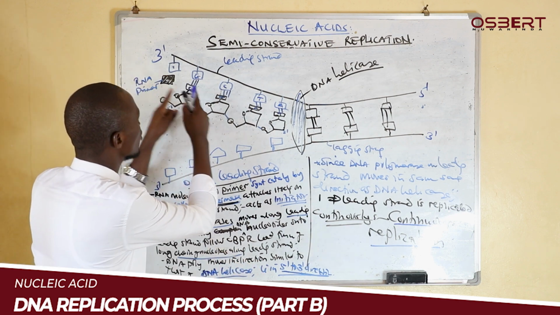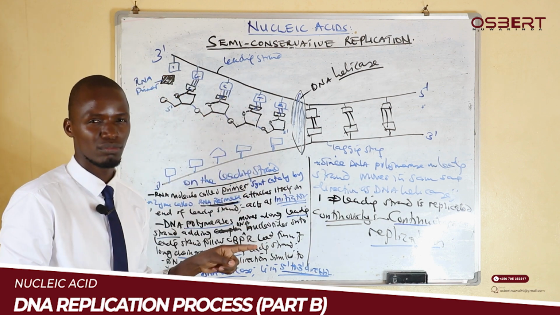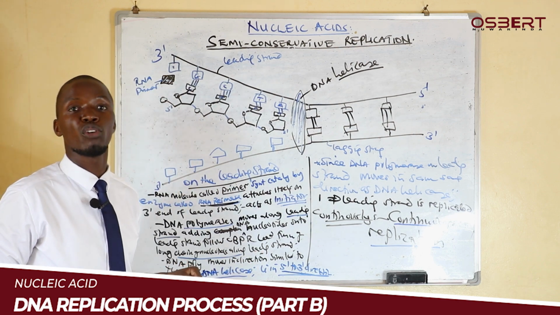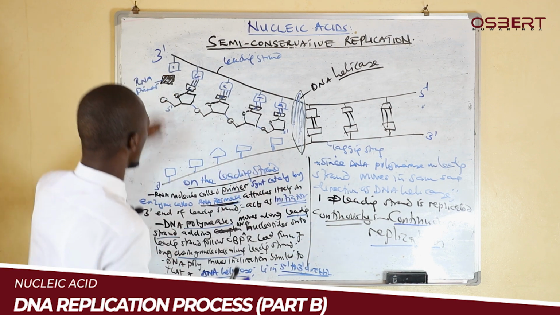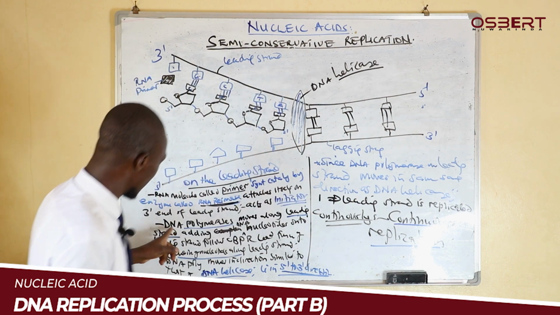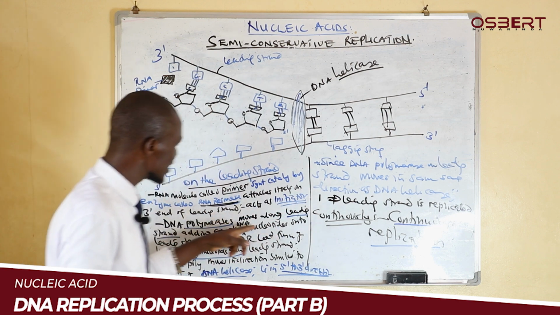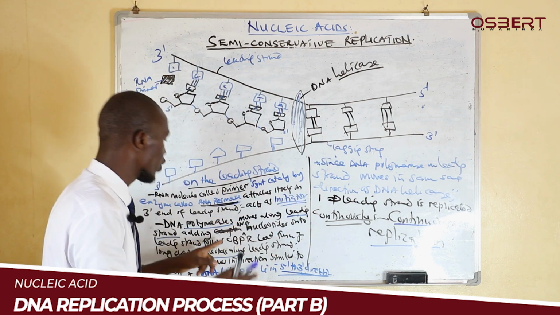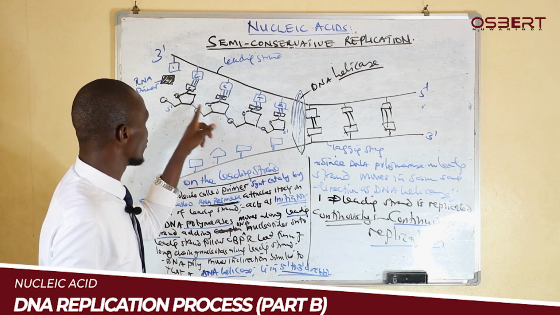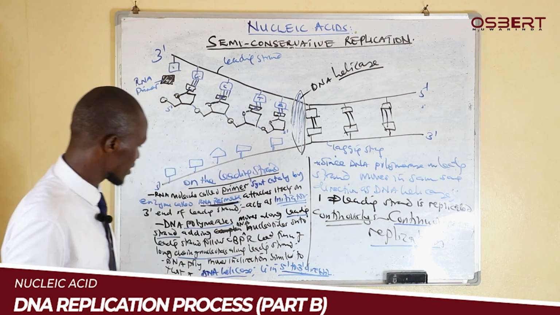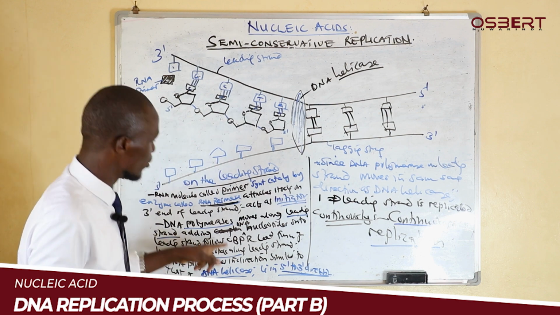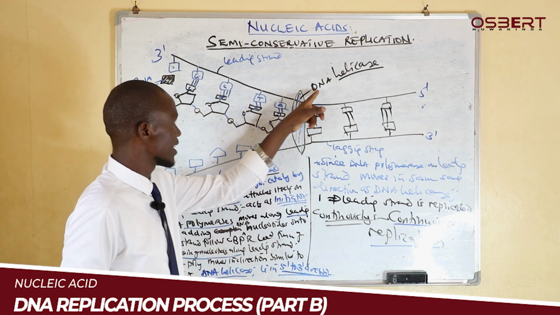Then DNA polymerase keeps moving along the leading strand in a 5 prime to 3 prime direction, adding DNA nucleotides that are complementary to the nucleotides on the leading strand, following the complementary base pairing rule. When those nucleotides are added, they form a phosphodiester bond and a longer chain of nucleotides along the leading strand. And DNA polymerase moves in the direction following the DNA helicase.